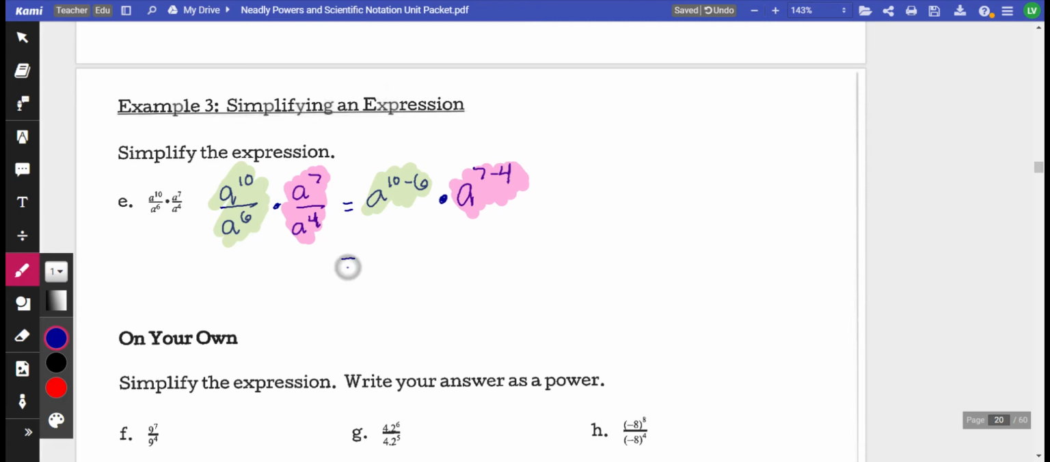This simplifies down to a to the 4th power times a to the 3rd power. Now I'm multiplying both bases, so that means I add the exponents. A to the 4th plus 3. My last simplified answer is a to the 7th power.